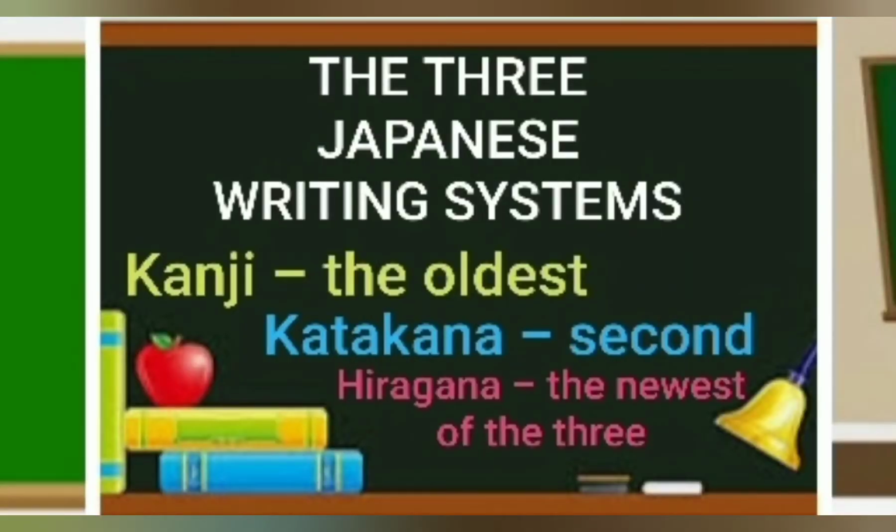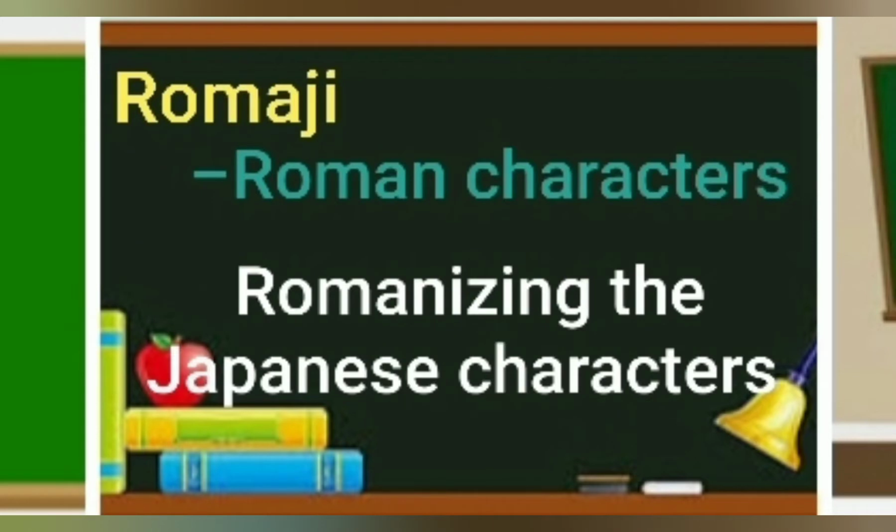As mentioned, the Japanese doesn't have alphabets, but they developed the syllabary script. Let's get familiar with the different Japanese characters in the syllabary script. There are 3 Japanese writing systems. The oldest is the kanji, and the second is the katakana, and the newest of the 3 is the hiragana. Since evolution happens, they started to learn romanizing the Japanese characters. And the romanization of the Japanese characters is called Romaji.